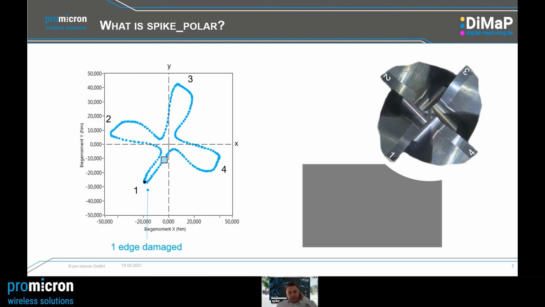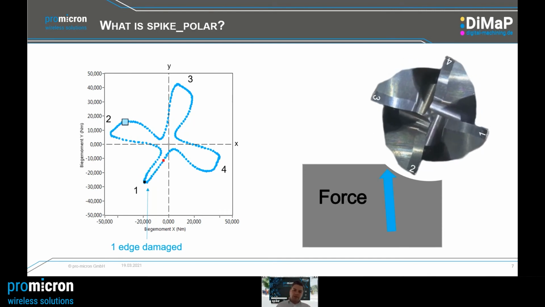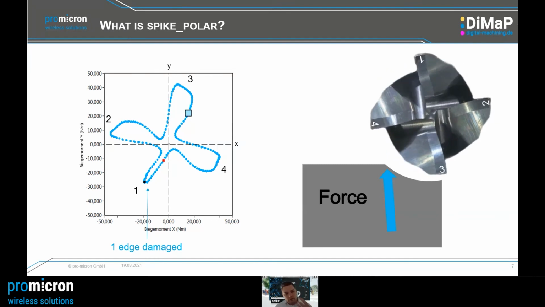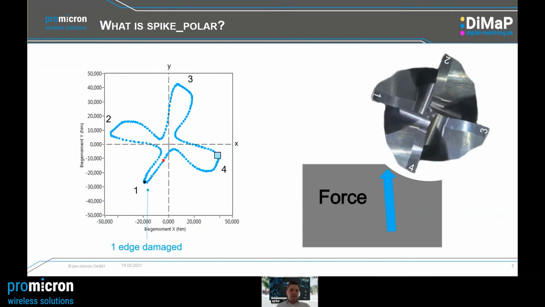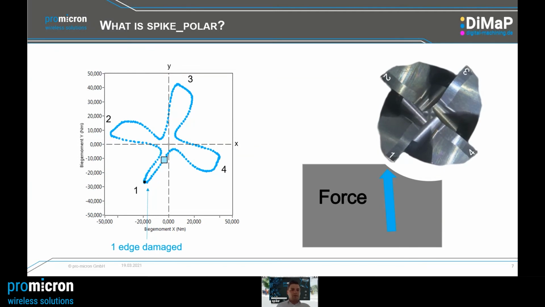And this is what I just said. The benefit of this is that with this functionality to measure in X and Y direction, if we have, for example, a finishing operation and a single cutting edge is acting in the process, then we can locate and visualize this force impact per single cutting edge in our patented Spike Polar graph.